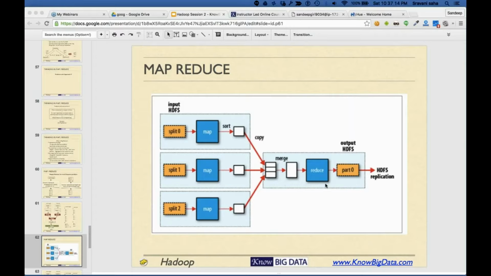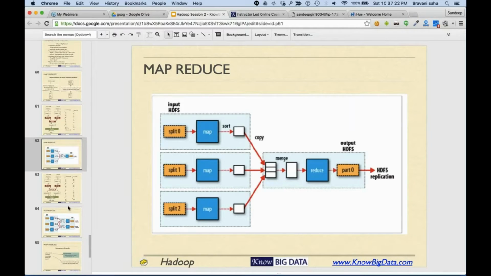Okay, right now there is a single reducer, and the output of the reducer is being saved in HDFS. The output of the reducer is going into HDFS.